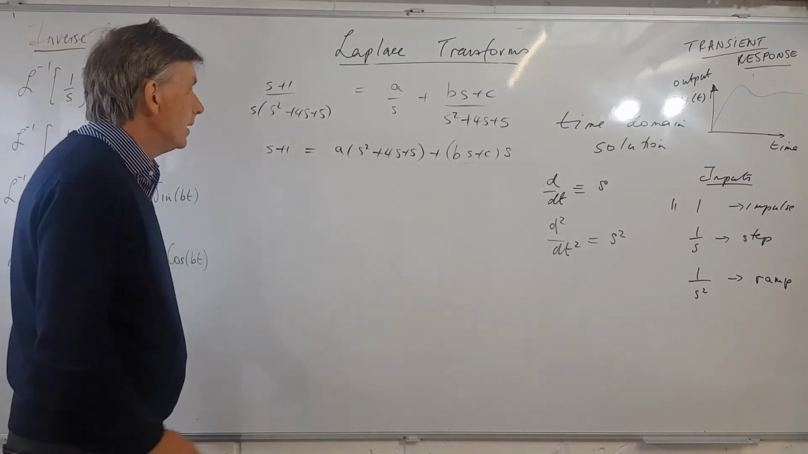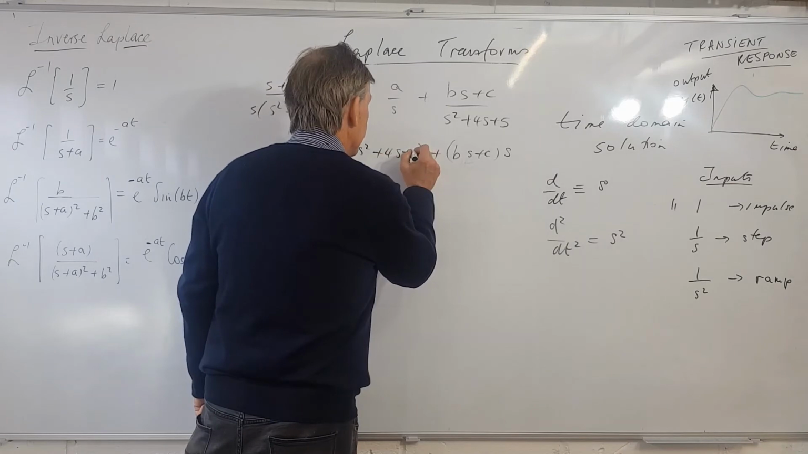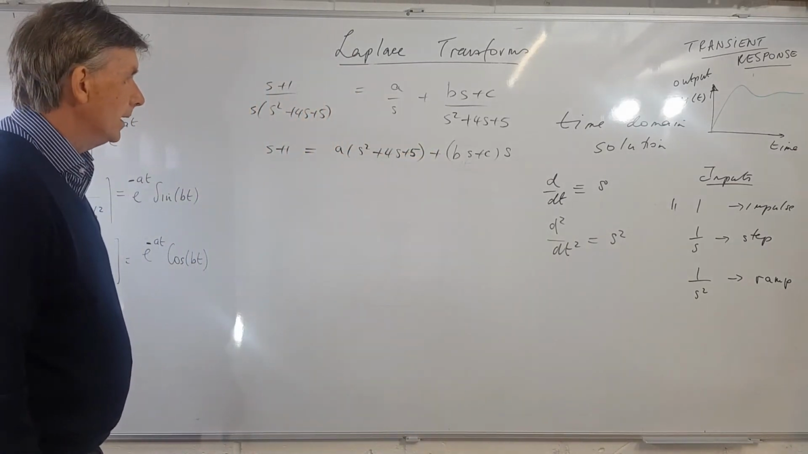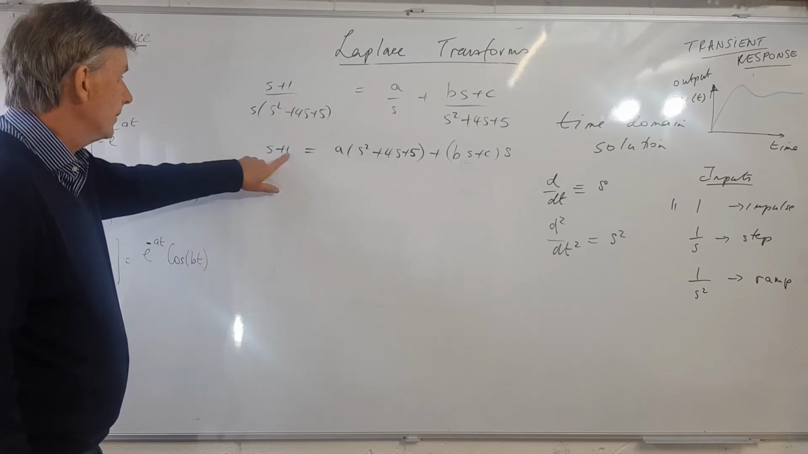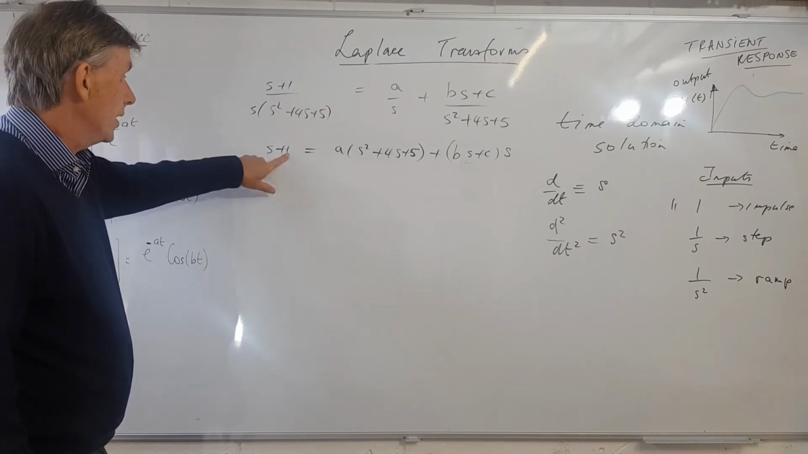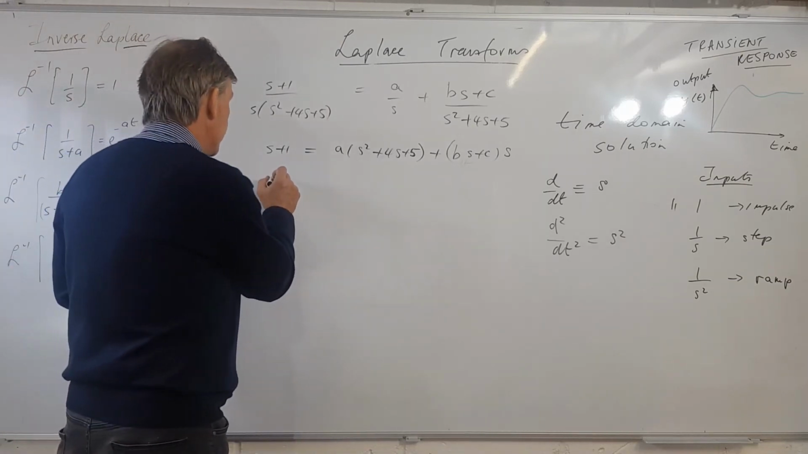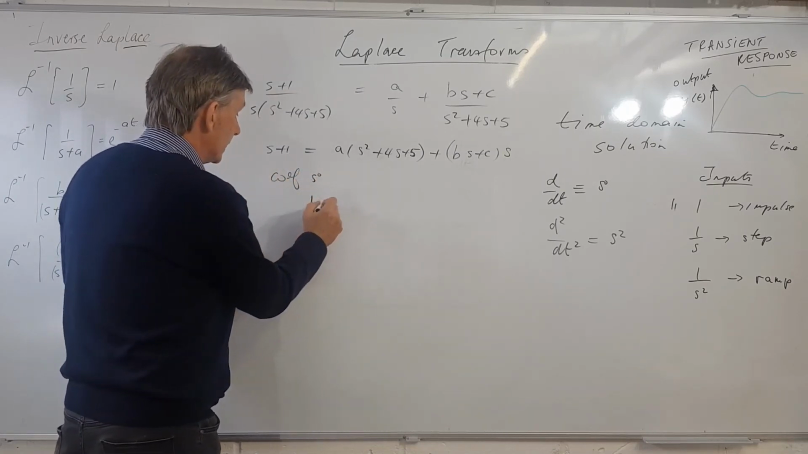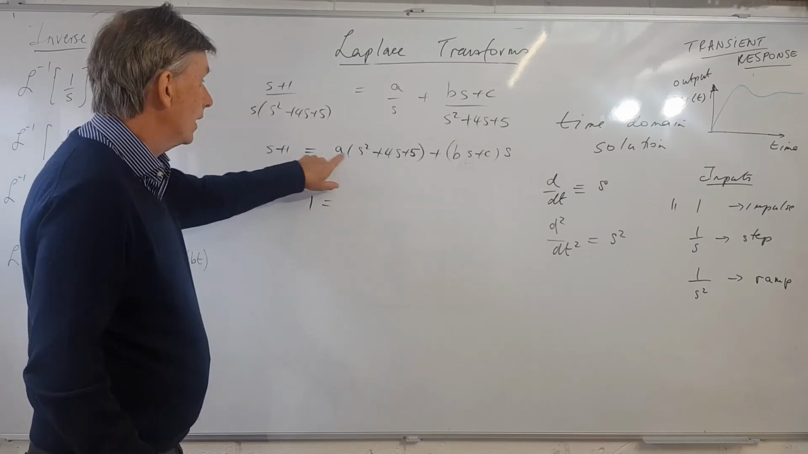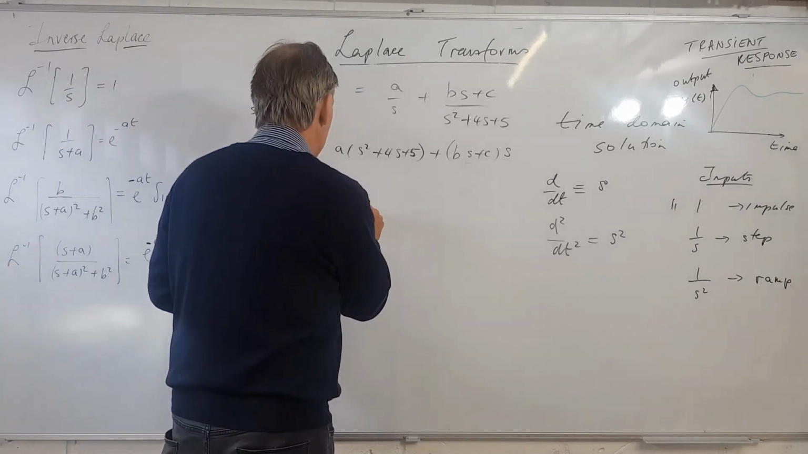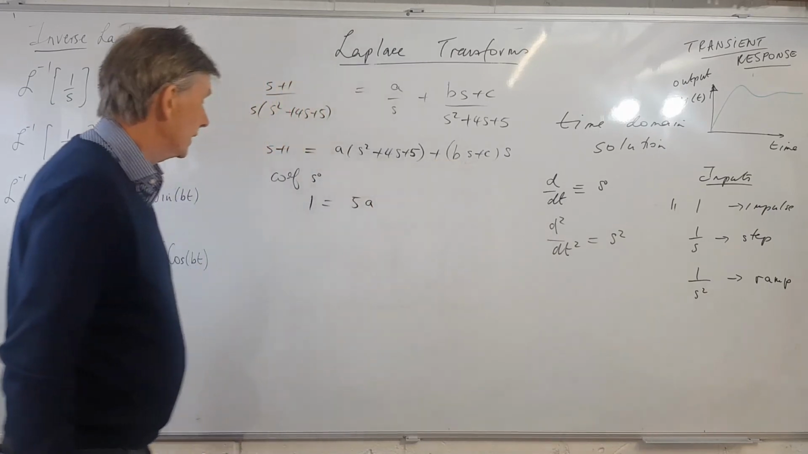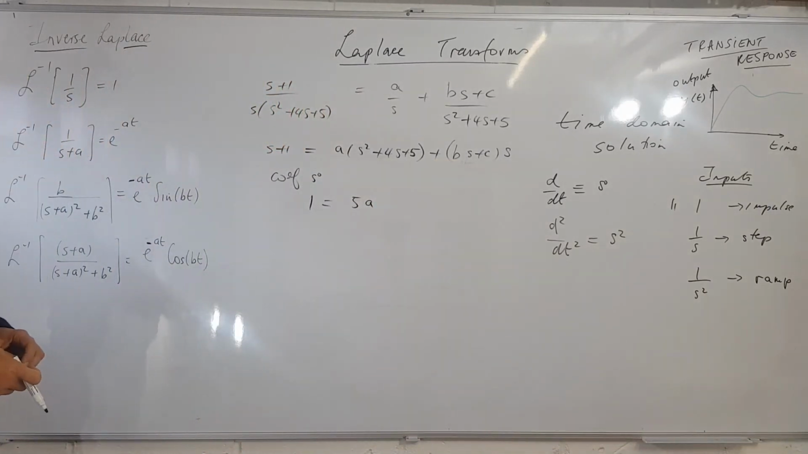So let's have a look at this now. Which one should we go for first? Should we go for coefficients of, let's say, the term with no s, so we've got 1 on this side, so it's coefficients of s to the 0, so we've got a 1 on this side, and on this side we've got 5a, and we've got no coefficients of s. So we can get that a now is 1 over 5, so a is 0.2.